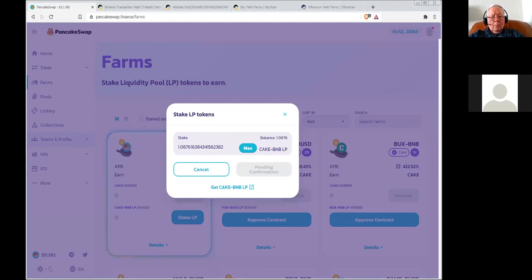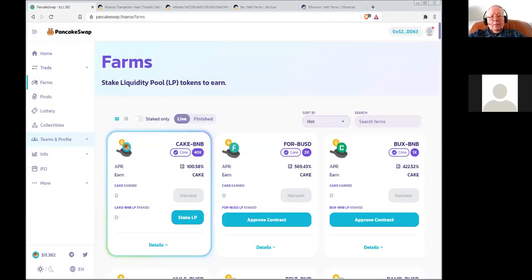So this 1.08 is the ratio of the 2 coins you had? The 1.08 is the number of liquidity tokens that I have. I put in the basically 0.25 Binance and 6 Cake. So that's the ratio. And so those two together bought me just over one Cake, or I'm sorry, one liquidity token for this farm. Does that make sense? Kind of, yeah.